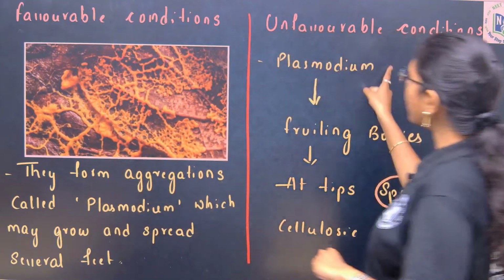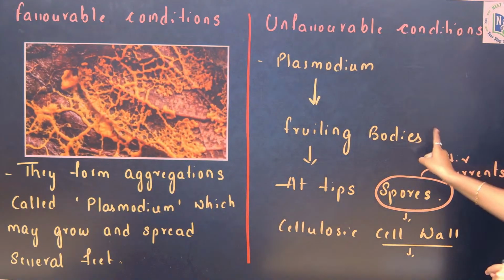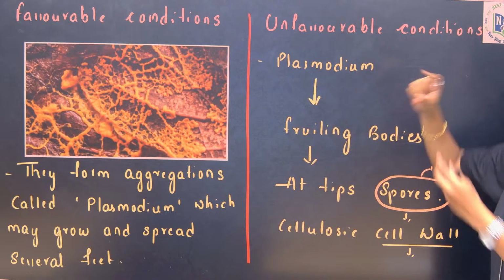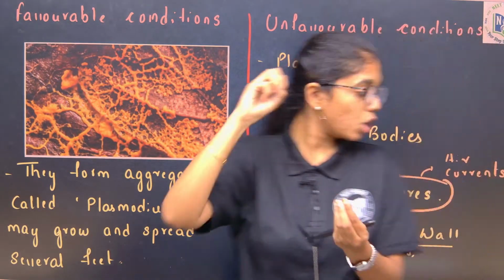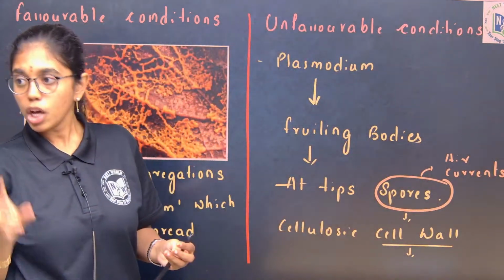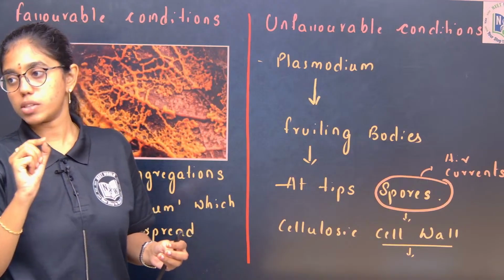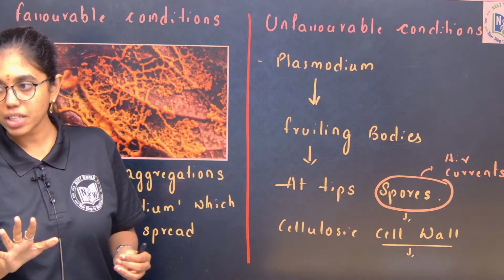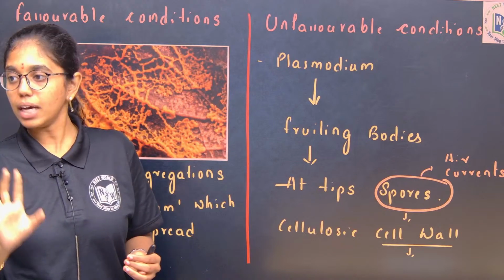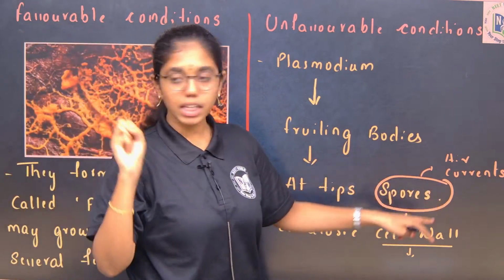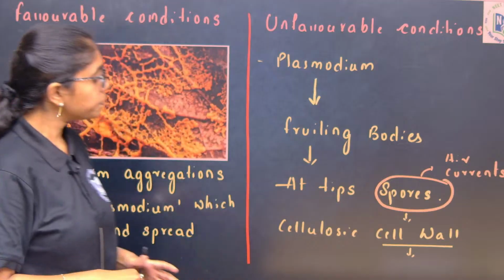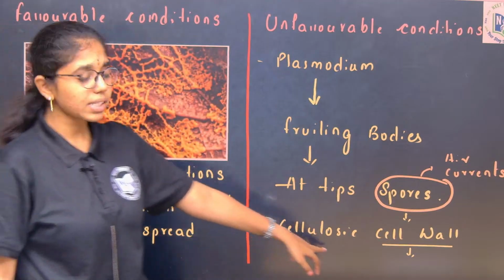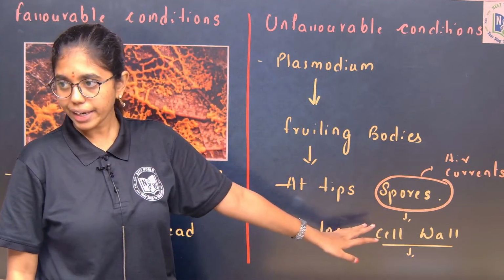During unfavorable conditions, from plasmodium only fruiting bodies will arise, and at the tip of fruiting bodies spores will be released. Those spores have cell walls. The vegetative stage will not have a cell wall, but spores will have cell walls. These spores are released into the air currents. Spores have what? Cellulosic cell wall. Till here it is clear now?